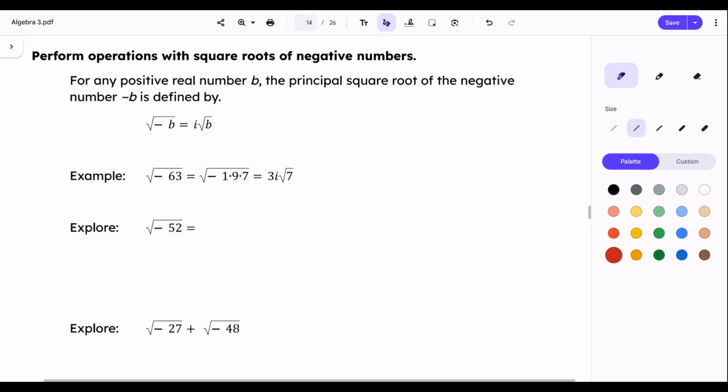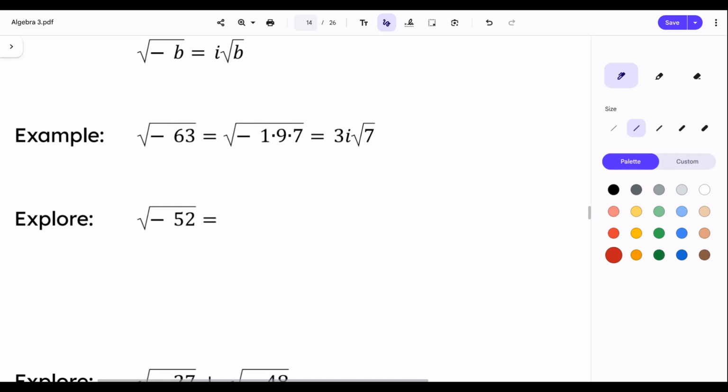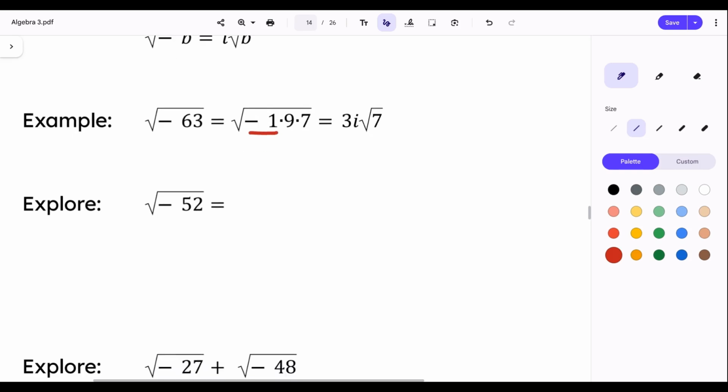So they're showing you, in general, if I had any number underneath the square root sign and it was negative, I would take out the I, and that would move to the front of my square root sign. The number underneath would become positive. So that I takes the place of that negative that was underneath there. For example, if I had the square root of negative 63, sometimes people will physically write out the negative 1 to represent that I term, and then they'll pull that out.